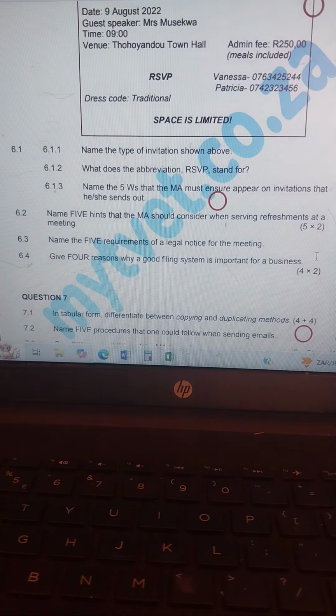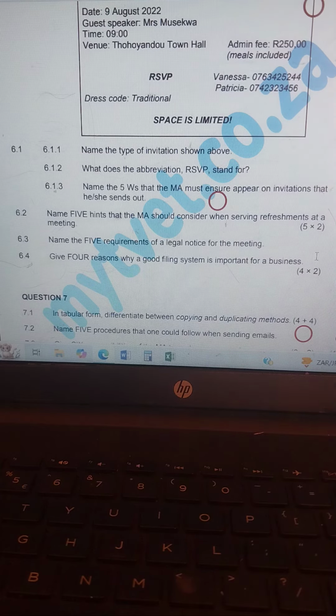Number 2, what does the abbreviation RSVP stand for? Please respond. Number 3, name the 5 W's that the management assistant must ensure appear on invitations that he or she sends out. Number 1, who is invited by whom. Number 2, which event the person is invited to. Number 3, when will the event take place? Number 4, where will the event take place? Number 5, what should the guest wear? Dress code. Which means it's who, which, when, where, what.